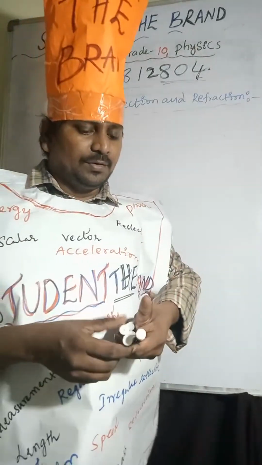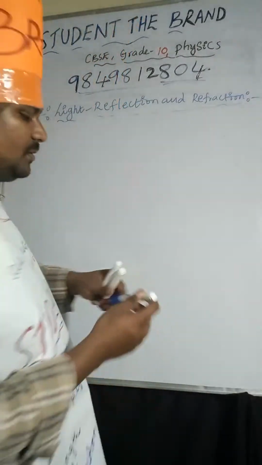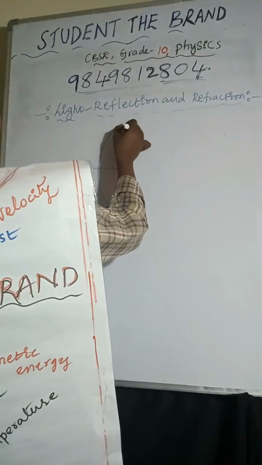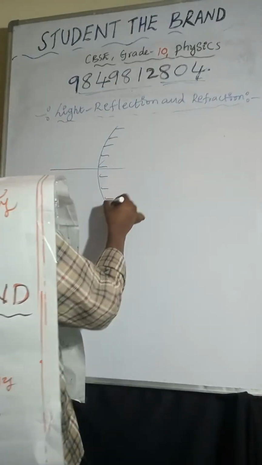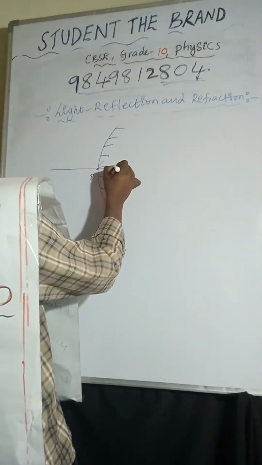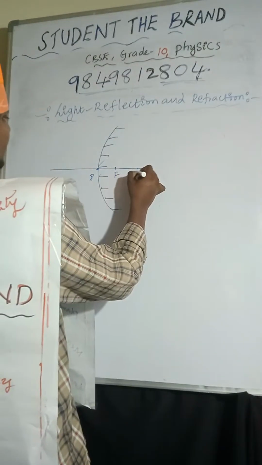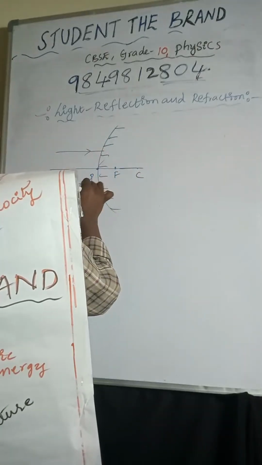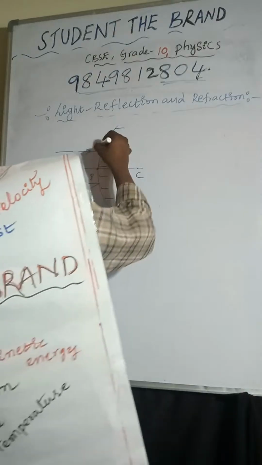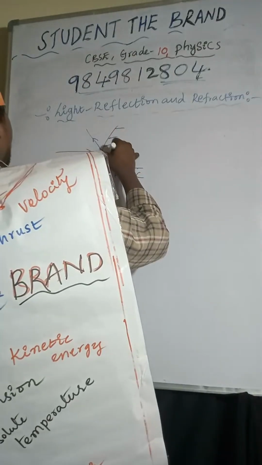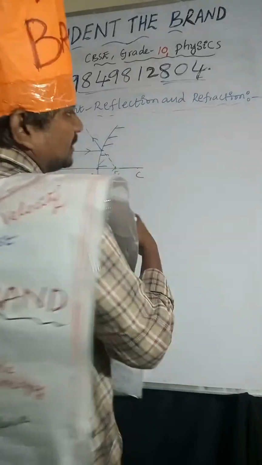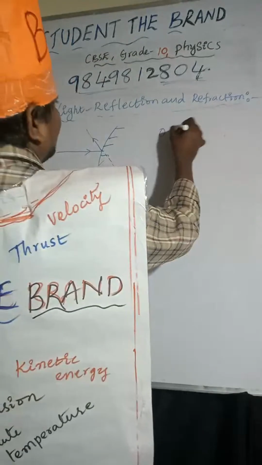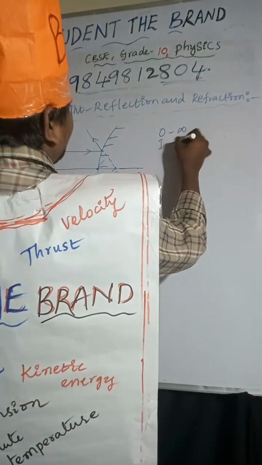Convex mirror, only two cases are there: object at infinity, and object between pole and infinity. One light ray I'm taking like this, another light ray like this. After reflection, those are moving away. If you extend them, those light rays will meet at the focus. Object is at infinity, image is forming at focus.